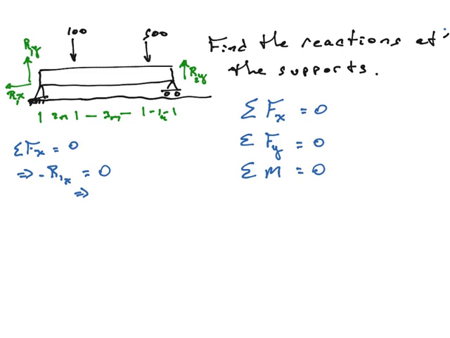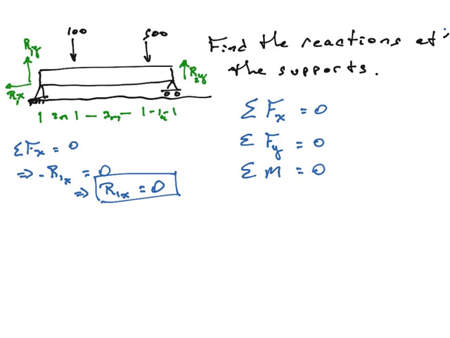And I get one of my answers automatically. The reaction in the x direction at the pin is equal to 0. So I already have one of my reactions. The horizontal reaction at the pin is 0. There is no horizontal reaction because there's nothing pushing my block or my piece of wood left or right.